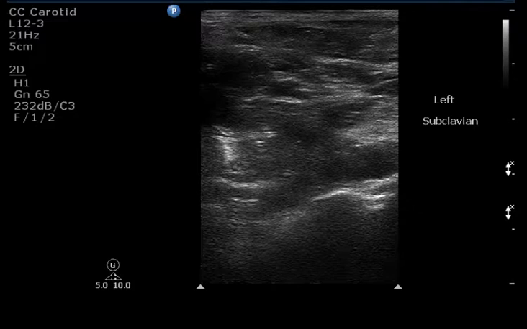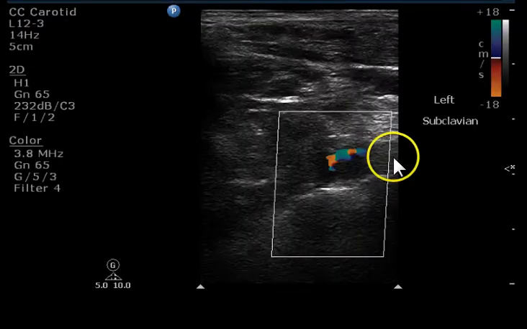This is an image of the left subclavian artery. It appears to be filled with thrombus, but we do see now in color some flow within it.